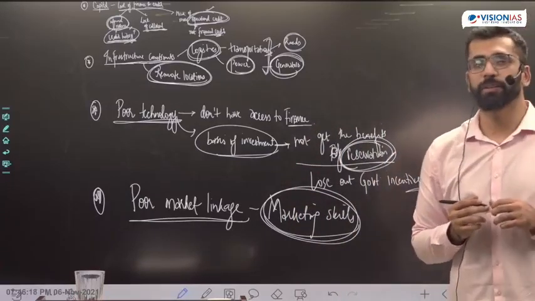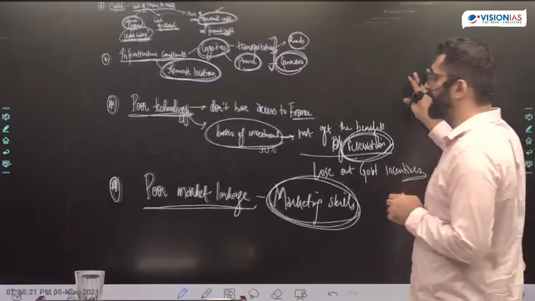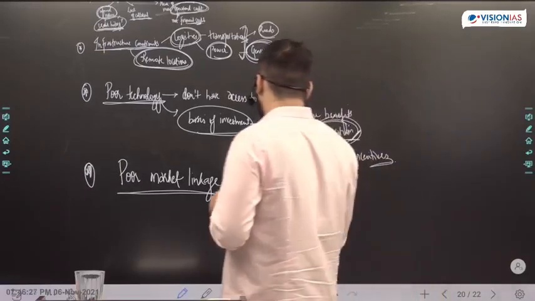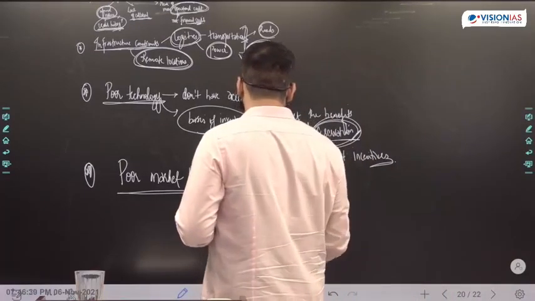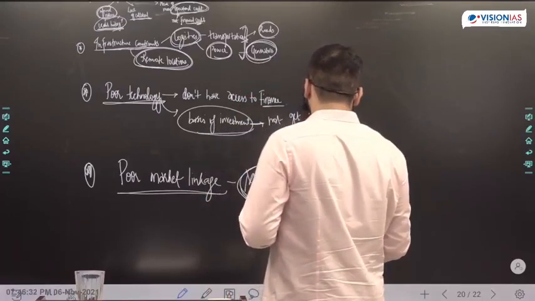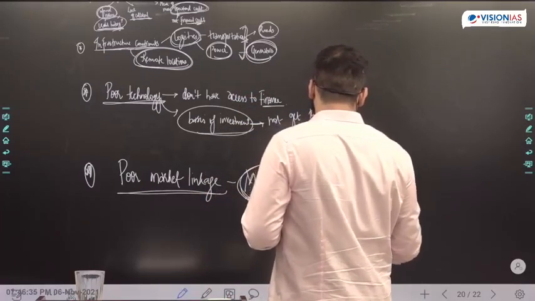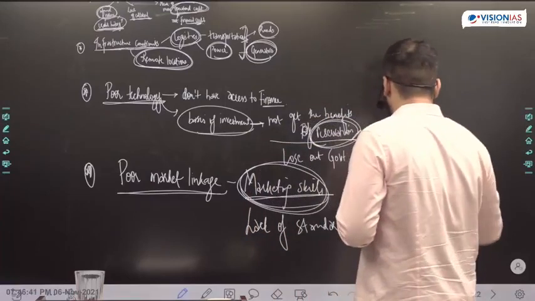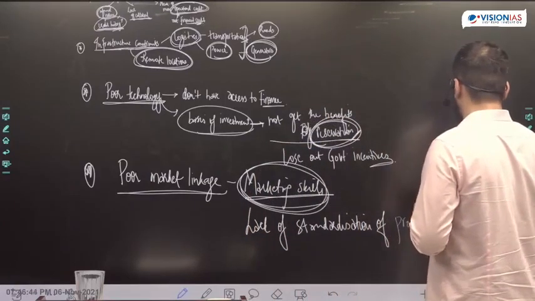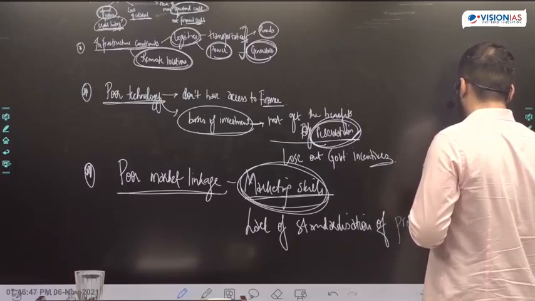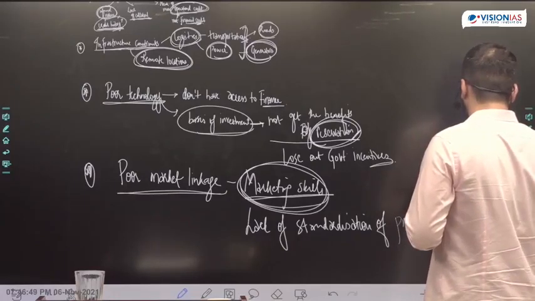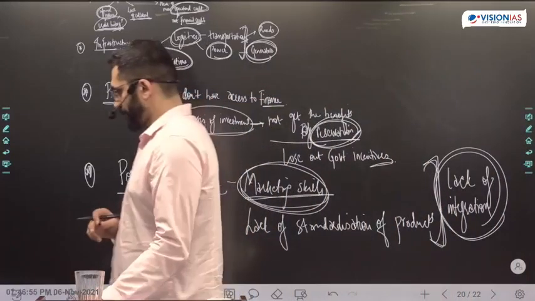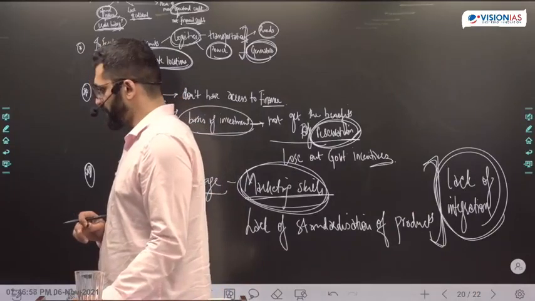Without marketing, there is no proper distribution. Poor market linkage is not just because of lack of marketing skills, but also because of lack of standardization of products. Because of this, they are not able to integrate into global markets. They are not making standardized products. They don't know what quality is required. Less competition due to reservation and low quality.